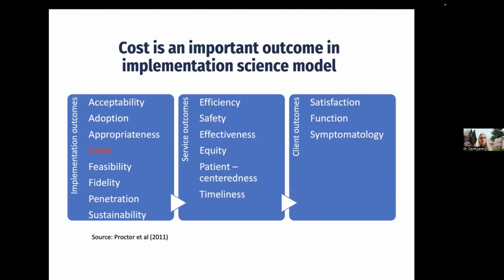So if we start to jump to cost, the rationale within implementation science, I know many of you are familiar with Proctor's model here, but there are also many different models with different structures and different taxonomy.